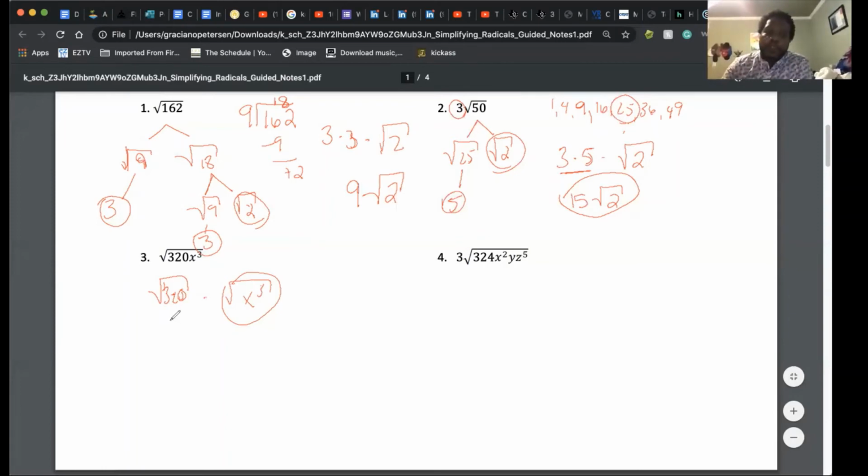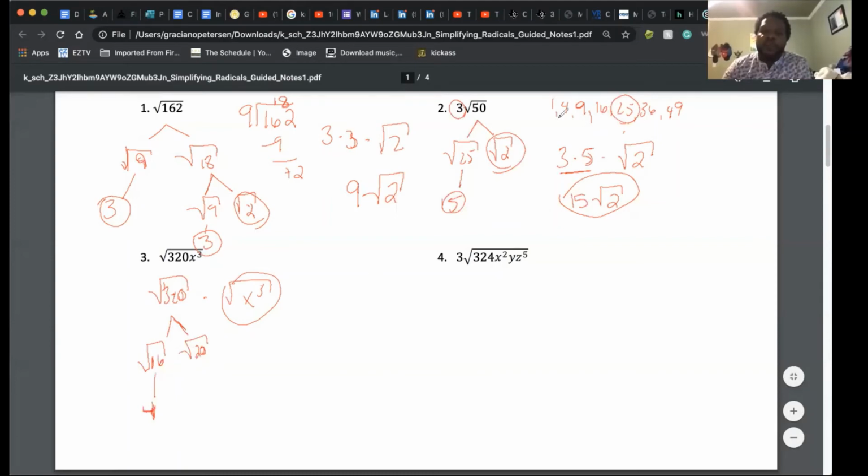So I'm going to split this square root into the square root of 16 times the square root of 20. Because 16 times 2 is 32, 16 times 20 is going to be 320. All right, the square root of 16 is 4. But now I have to split 20 into its corresponding parts.